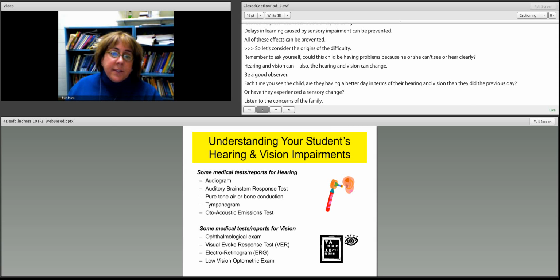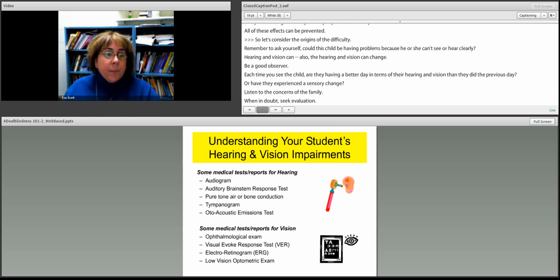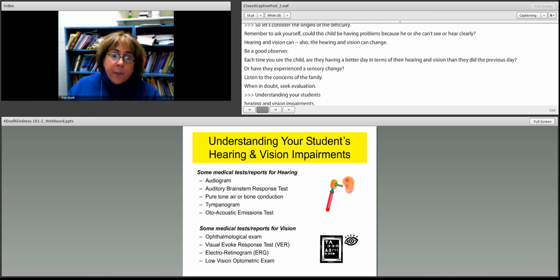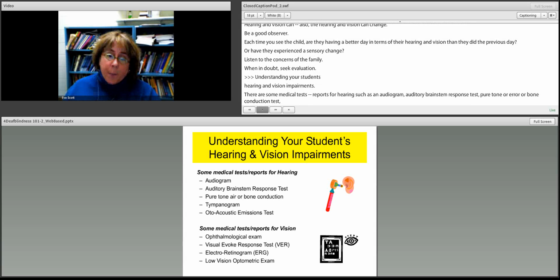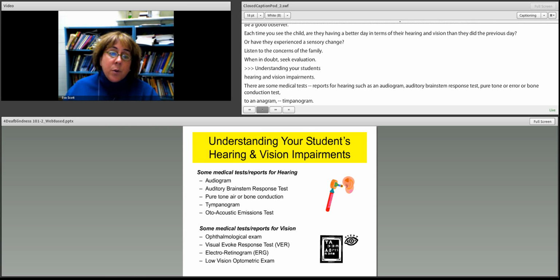Understanding your students' hearing and vision impairments. There are some medical tests and reports for hearing, such as an audiogram, auditory brainstem response test, pure tone air or bone conduction test, tympanogram, and otoacoustic emissions tests. Some medical tests for vision reporting include a full ophthalmological exam, a visual evoked response test, an electroretinogram, or a low vision optometric exam.